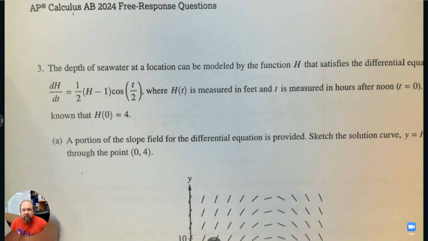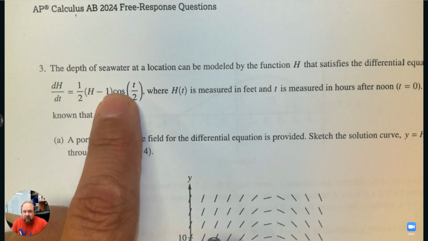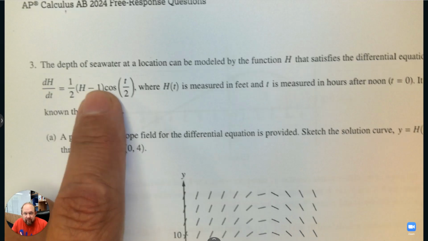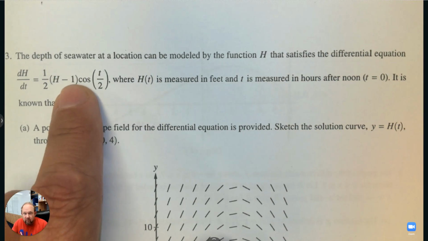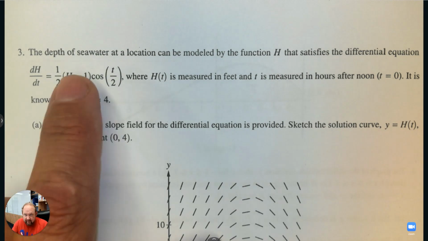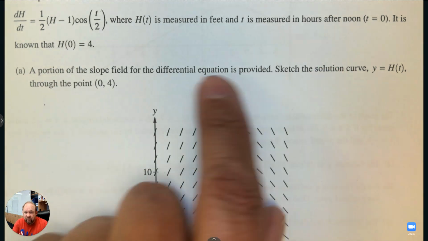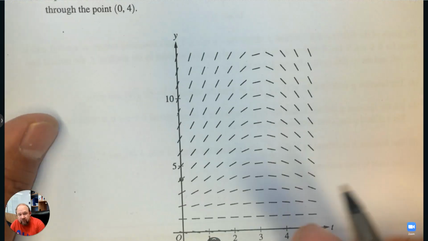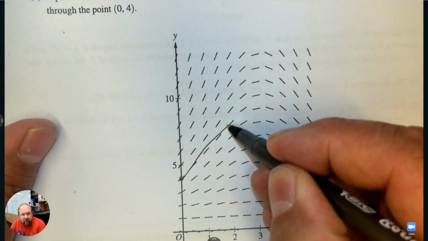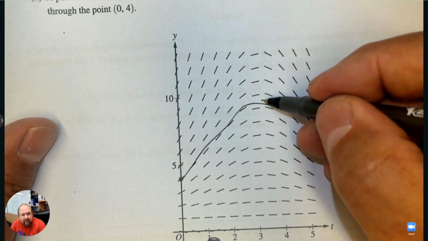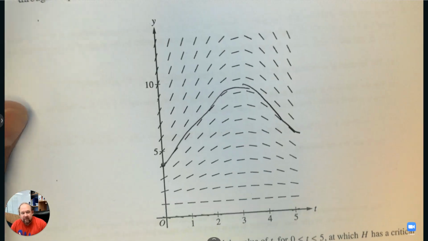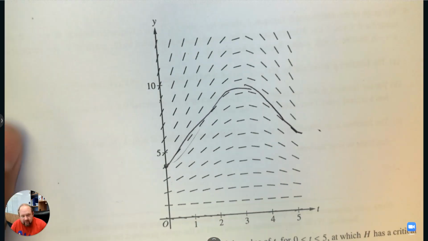No more calculator. Put that thing away. Now number 3. This is a DiffyQ. In number 3, you'd answer the first one right here. The depth of the seawater is given there, and you can see the differential equation there in terms of the rate of that is given. Then it says you're given a part of a slope field. Can you sketch a solution through 0, 4? So here it is through 0, 4. Just follow the slopes, and then you can sketch your solution there.